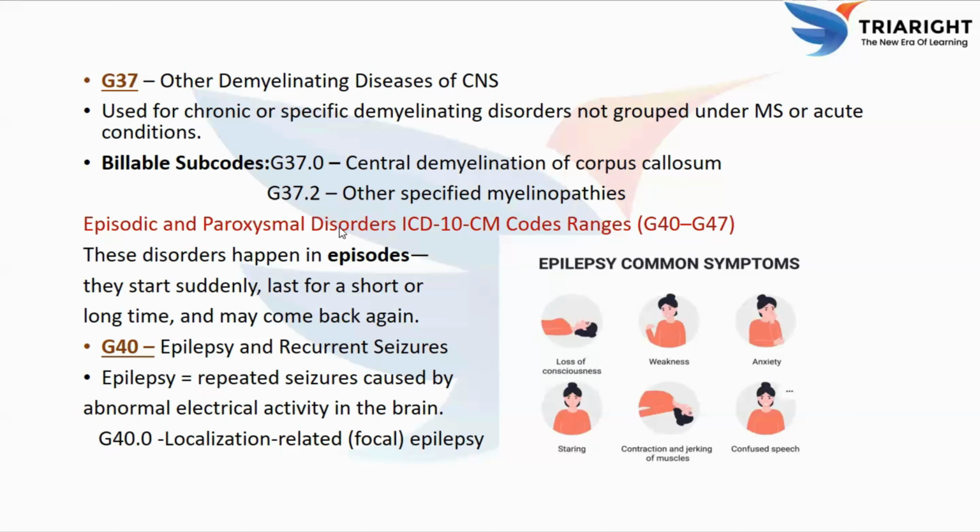So next, episodic and paroxysmal disorders. What are the code ranges? G40 to G47. These conditions occur in episodes. This means they start suddenly, they can last for short or long periods, they may stop and then they can come back, right? So G40 is epilepsy and recurrent seizures. What do you mean by epilepsy? It means a person has repeated seizures, which happen because of abnormal electrical activity in the brain, like an electrical short circuit, right? So this is about epilepsy.